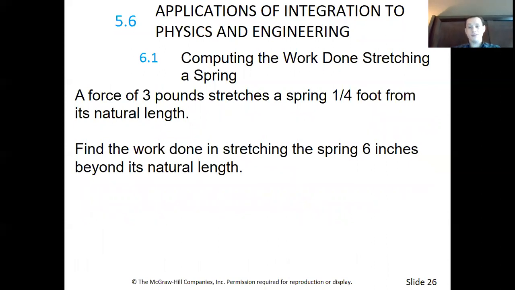Okay, now here's one from the book. It's the same kind of thing with a stretch and a spring, but they're using pounds and feet and all that nonsense, so let's just do it the other way. A force of 3 pounds stretches a spring a fourth of a foot from its natural length. Find the work done in stretching the spring 6 inches beyond its natural length. So it's basically the same problem we just had.